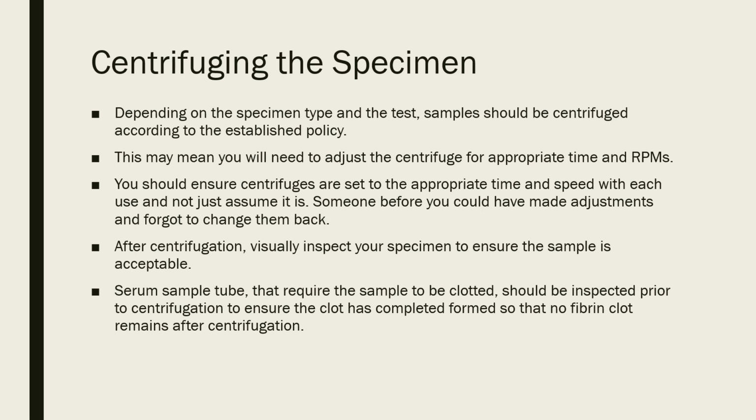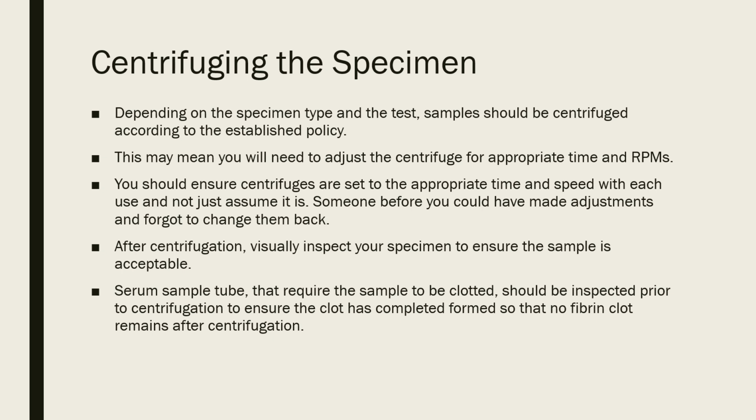So you need to make sure that whatever you're doing, if you're the person that's responsible for prepping that specimen, that you're spinning that specimen at the appropriate time and speed for that particular test. If not, you need to make adjustments to your centrifuge. Once you've centrifuged it, then you're going to look at it to see if it is an acceptable specimen. So we're going to be looking at things like the hemolysis and lipemia.